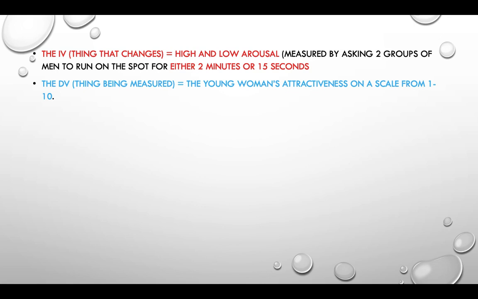Okay, so you should have found the IV, the thing that changes, that is the levels of arousal that they're changing by getting the group to run on the spot for either 2 minutes or 15 seconds. That represents the differing arousal levels. And then the dependent variable, what they're actually measuring, was how attractive they found the woman in the video to be on a scale of 1 to 10. Okay, so that's the dependent variable.